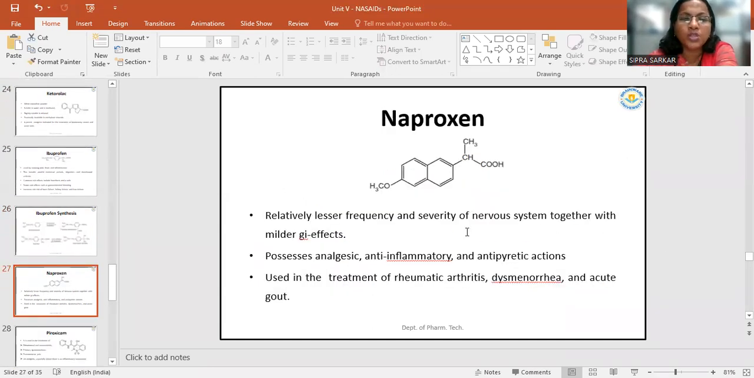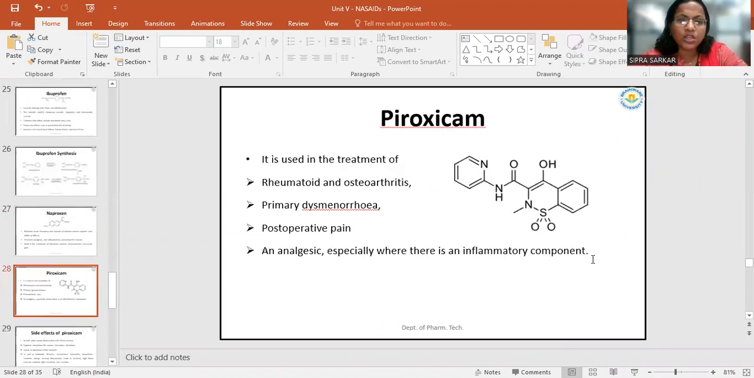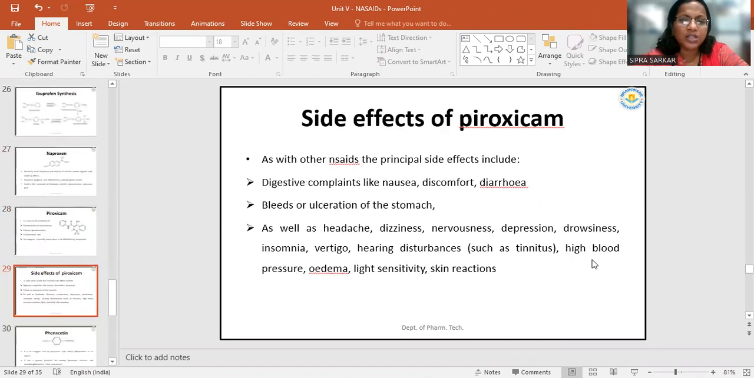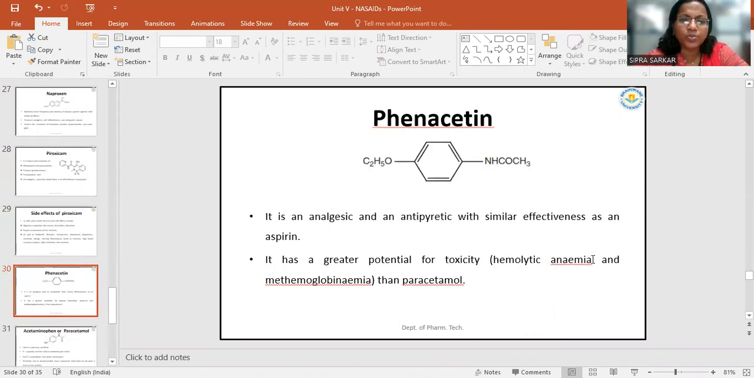Naproxen is one of the severe category drugs, with side effects related to dose frequency and severity on the nervous system, together with mild GI effects. It has analgesic, anti-inflammatory, and antipyretic action, used in the treatment of rheumatic conditions, dysmenorrhea, acute gout, etc. Piroxicam's structure should be studied; it is used for the treatment of rheumatoid arthritis, osteoarthritis, dysmenorrhea, and post-operative pain, an analgesic especially where there is an inflammatory component. Side effects are there, like the normal side effects. You should study phenacetin as well, an important one.